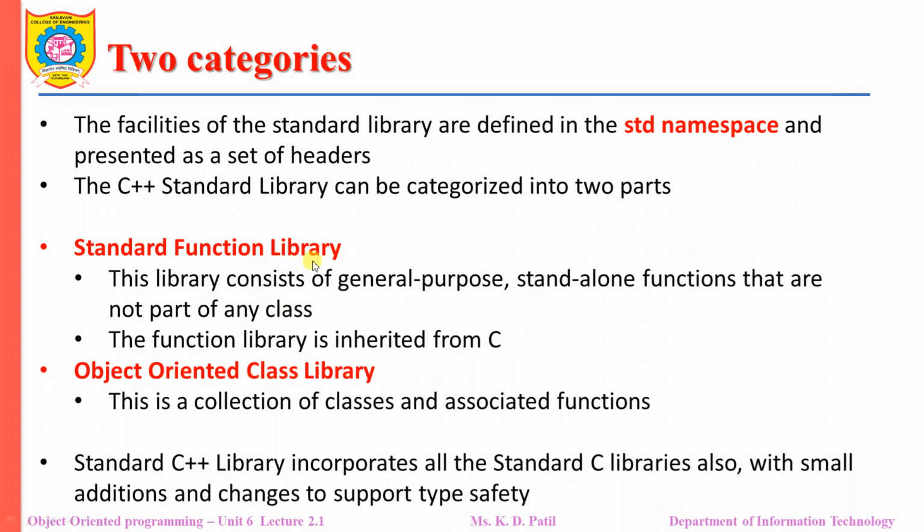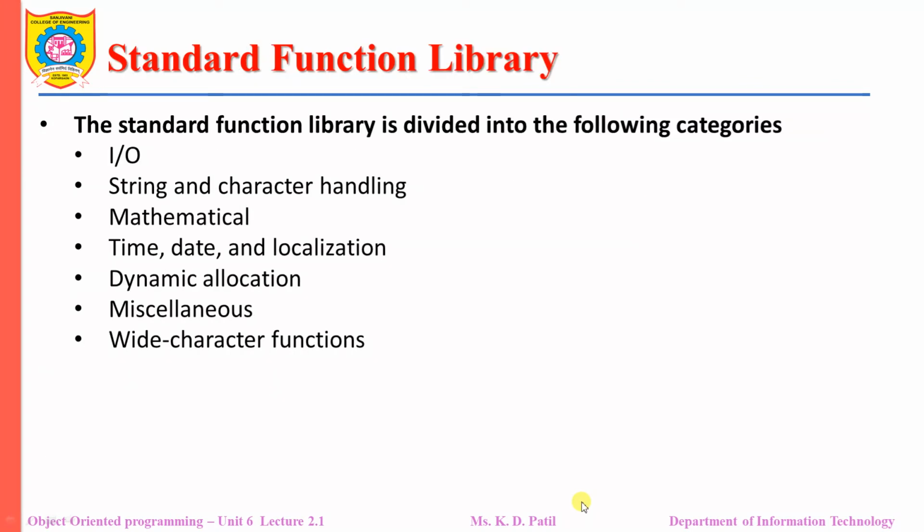The standard function library consists of general-purpose standalone functions that are not a part of any class. The library functions are inherited from C. The object-oriented class library is a collection of classes and associated functions. The standard C++ library incorporates all the standard C libraries also, with small additions and changes to support type safety.